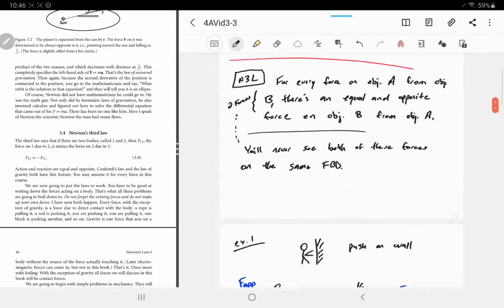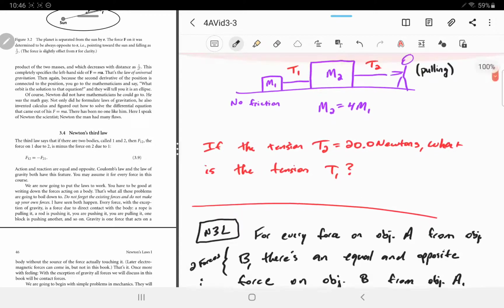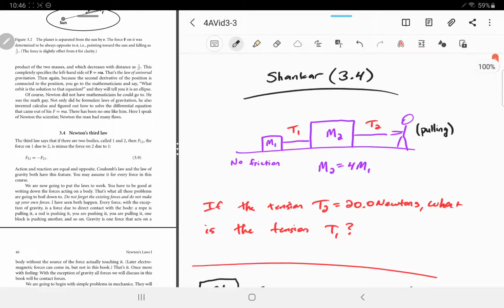So with those done, we can go back to our original problem now. So we have a block M1 and M2, two blocks, connected via a string with tension that we're calling T1. And then this rope is the one we're pulling on that'll have tension T2. And we know the value of the tension T2, which is how hard the person's pulling on the rope. And we can solve for the tension T1.